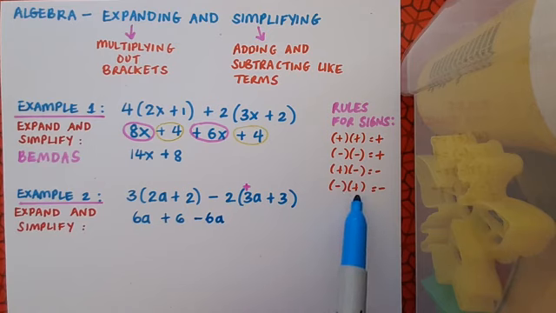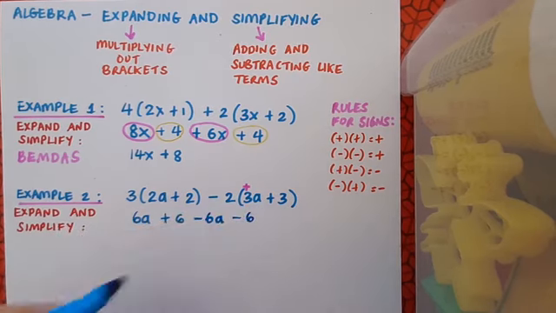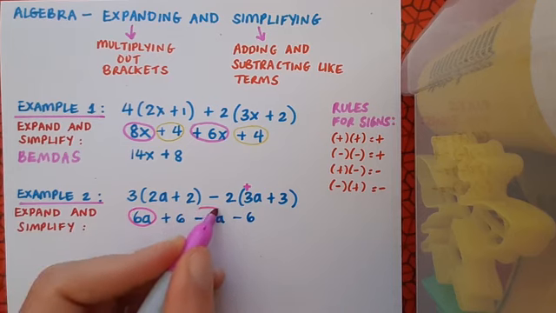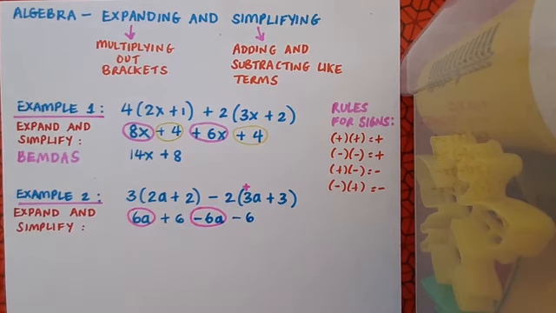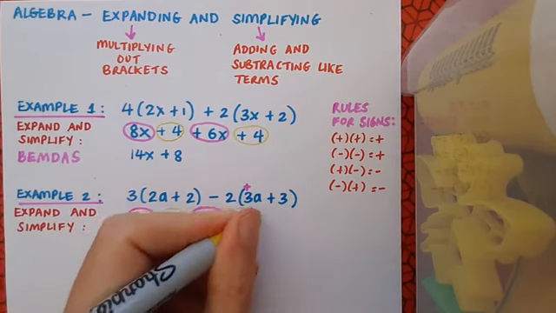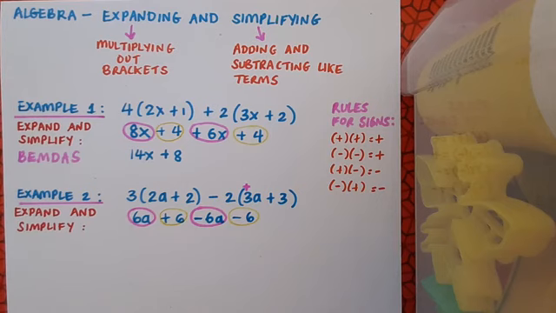Remember, negative by a positive gives a negative. And again here now I've got negative 2 times plus 3, and negative by a positive gives a negative. So that's going to be minus 6. So I've completed the expand part of my instruction. Now I have to simplify. This is an interesting case. When I identify my like terms, 6a and minus 6a and plus 6 and minus 6, what do you notice about the result when I add and subtract them?